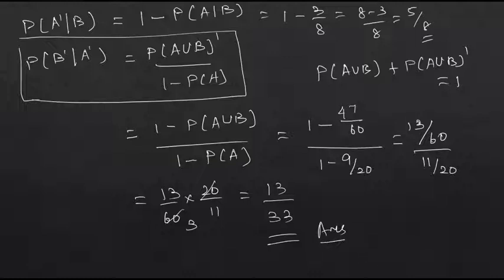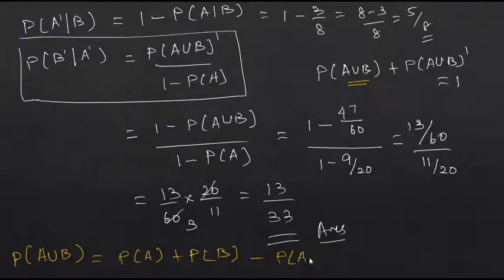Are you able to understand this? You may be asking how to find the probability of A union B. We have the standard formula: P of A union B is equal to P of A plus P of B, minus P of A intersection B. Based on that you can proceed.